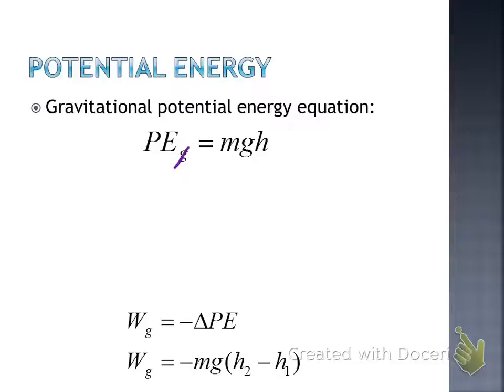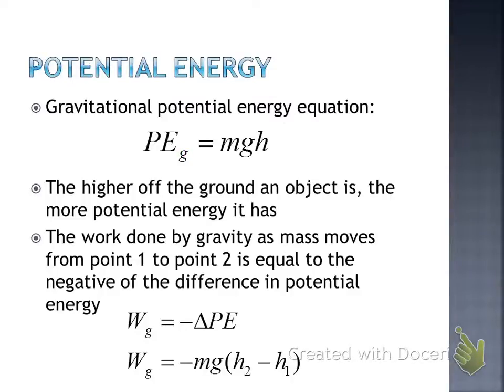So that means an object that's right here, does it have more or less potential energy than an object that's way up here? It has less, right? The higher you get, the more potential. Just think about that. The higher you drop something, the more impact it's going to have when it hits, which means the more work that it can do.